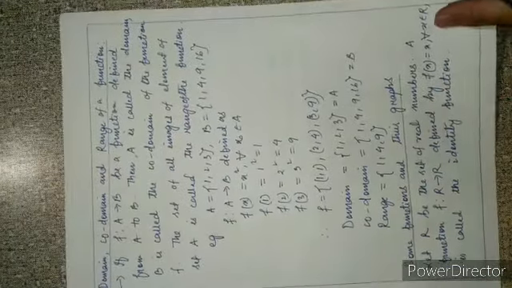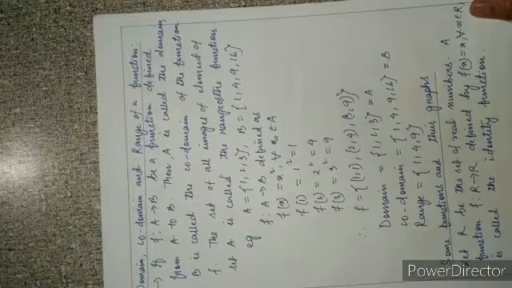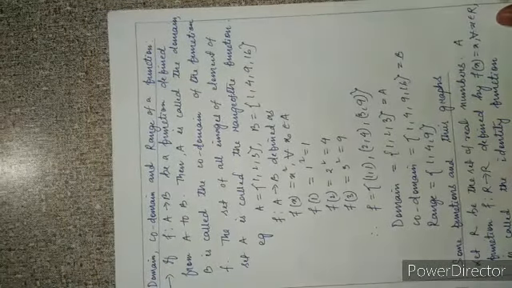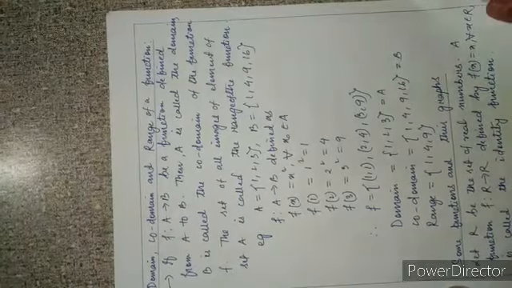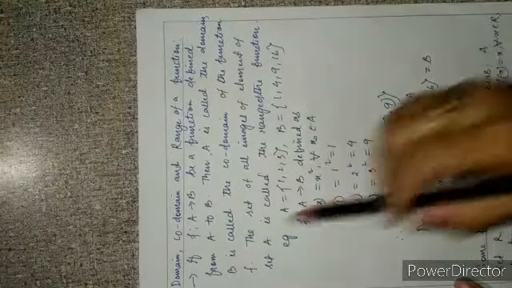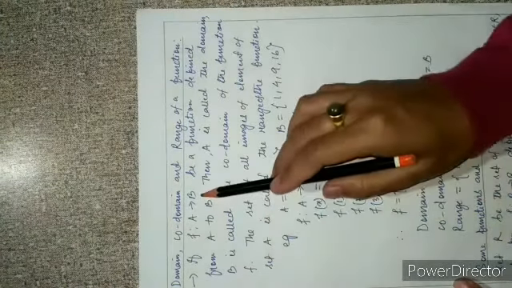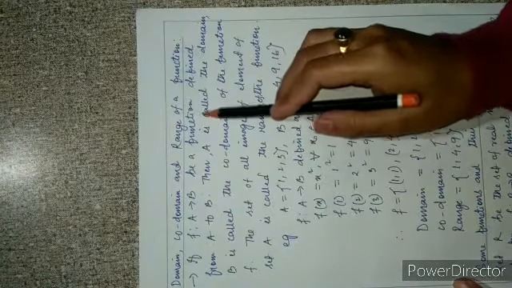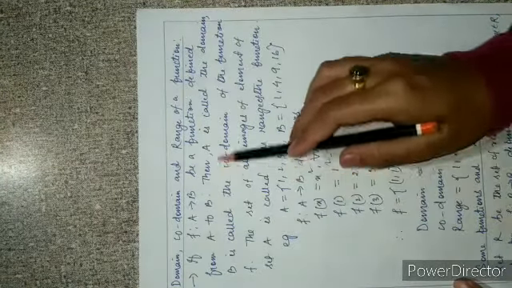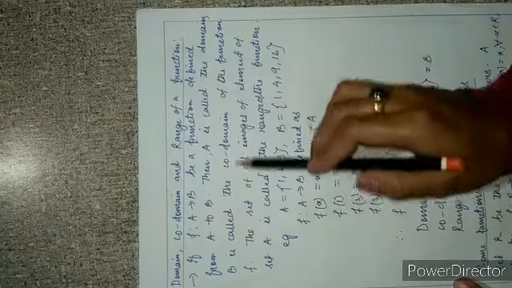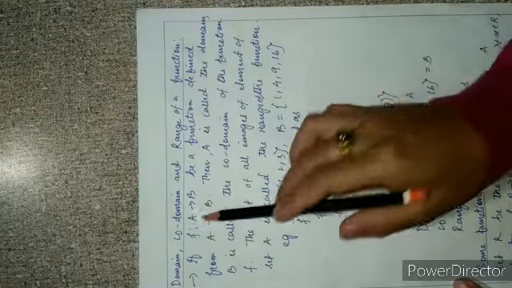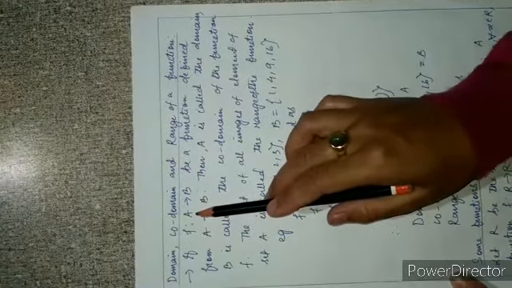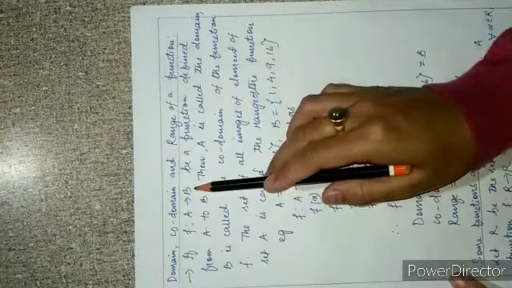Now let's define domain, codomain, and range of a function. Let f be a function defined from A to B, then A is called the domain and B is called the codomain of the function.